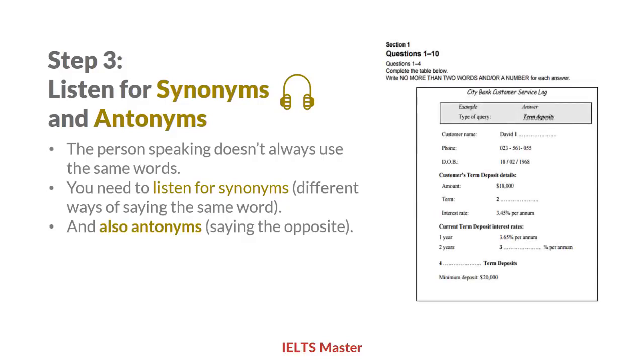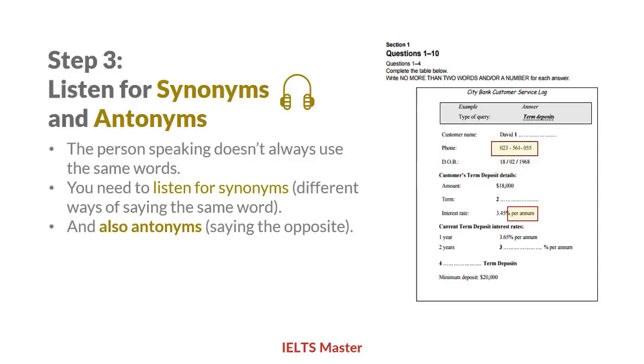Again, section 1. So we have the phone number. Numbers are an easy way. It's not quite a synonym, but they have a different way of saying the numbers. Look, this number is 023-561-055. But instead of 0, the speaker might say "oh" instead of "zero" for 023. You need to understand this. You need to be ready for it. Instead of 055, they might say "double oh five" or "double five." Also possible, so you need to be ready for it.